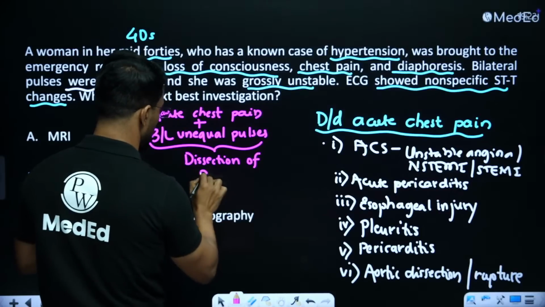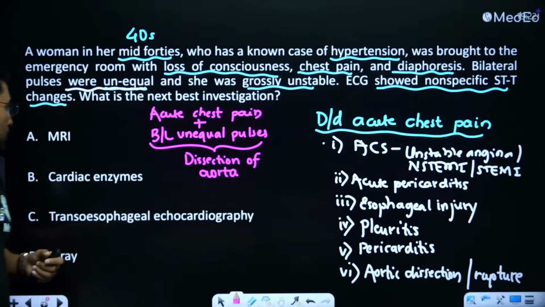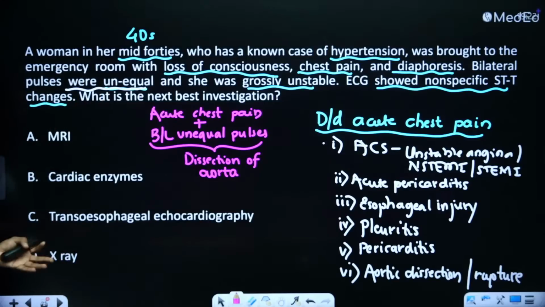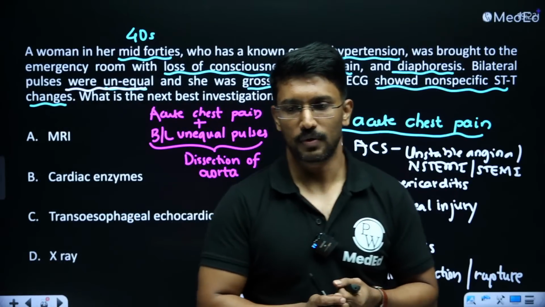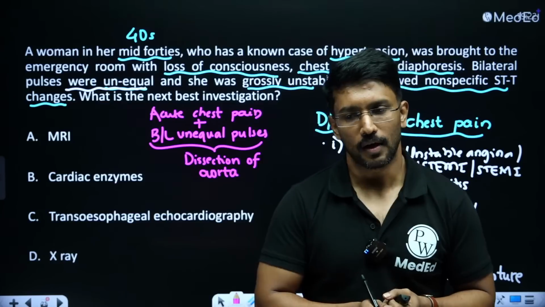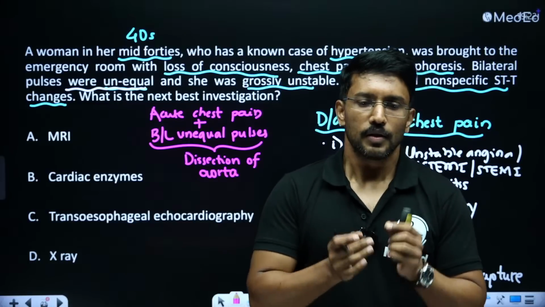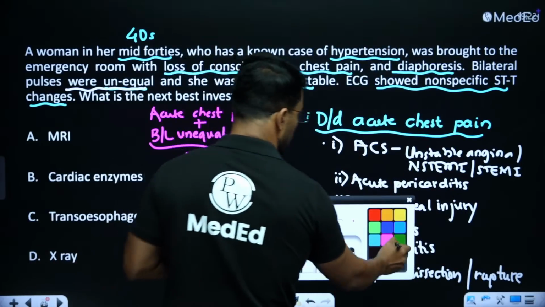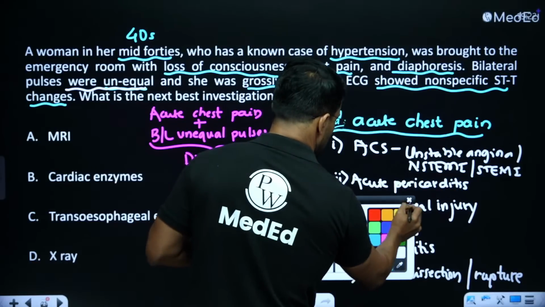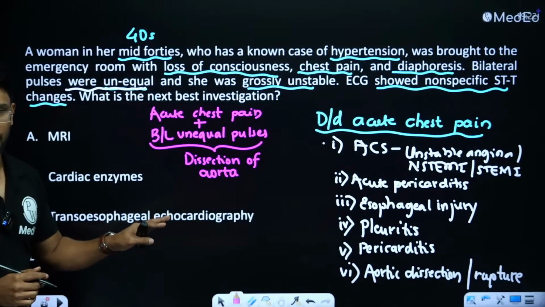Dissection of aorta. Now the question is, what is the investigation of choice for the dissection of aorta? What is the investigation of choice for the patient with dissection of aorta? Good. So either you can go with the CT angio or transesophageal echocardiography, right?